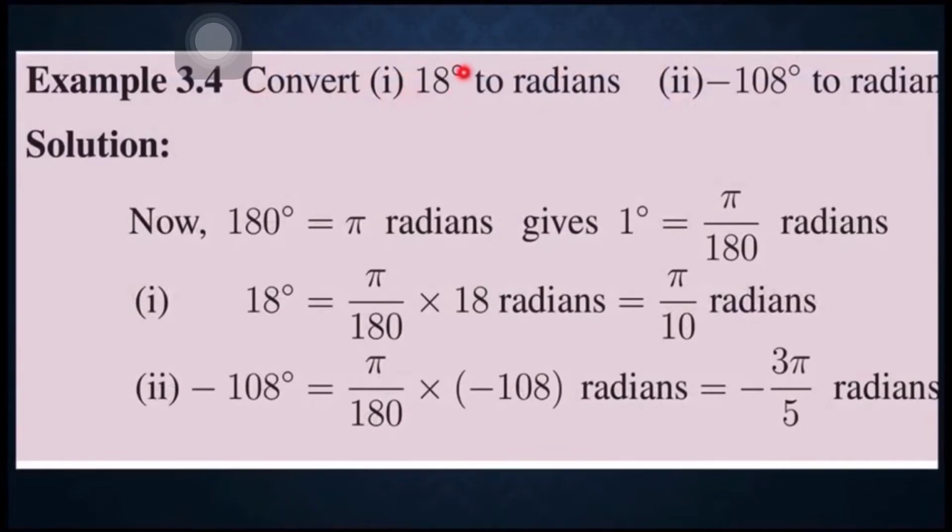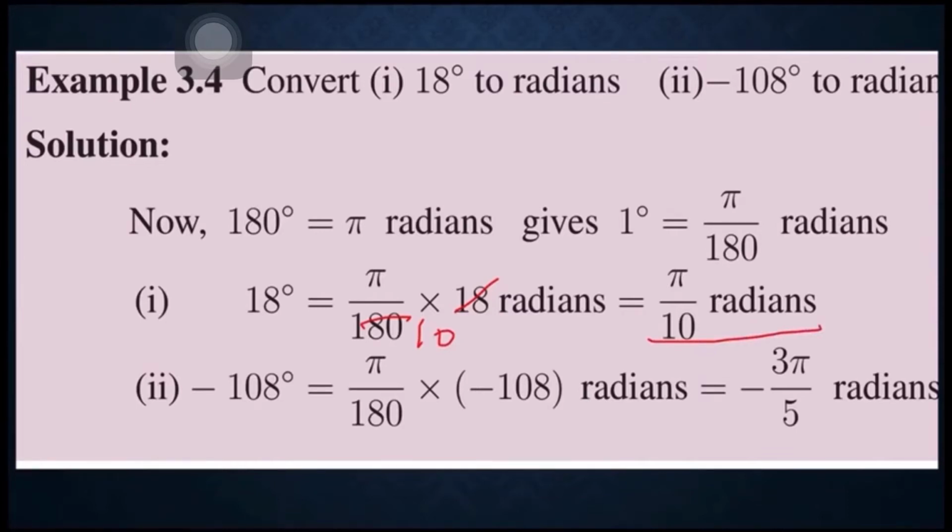Convert 18 degree to radians. So, the given formula is 180 degree is equal to pi radians. That implies 1 degree is equal to pi divided by 180. Okay, we need to convert 18 degree to radians. As we know, 1 degree is equal to pi by 180. 18 degree is equal to pi by 180 into 18. So, 18 and 180 will get cancelled, 10 times, right? That is equal to pi by 10 radians.